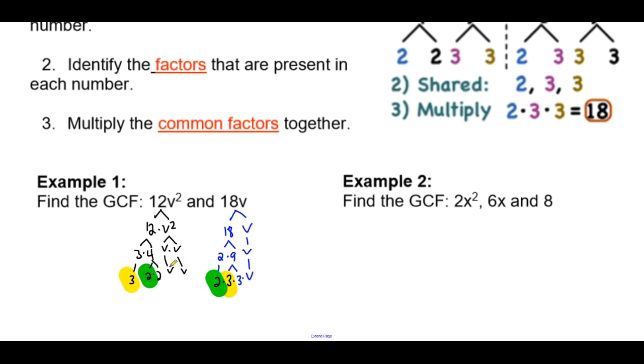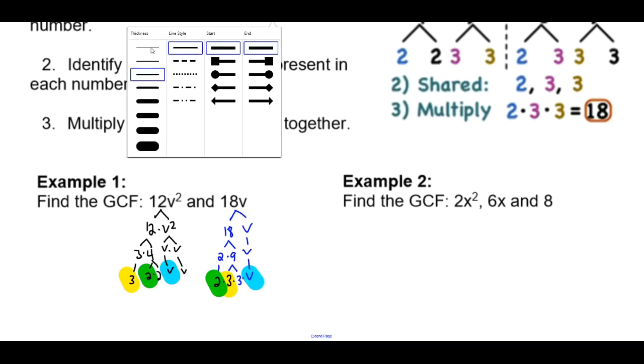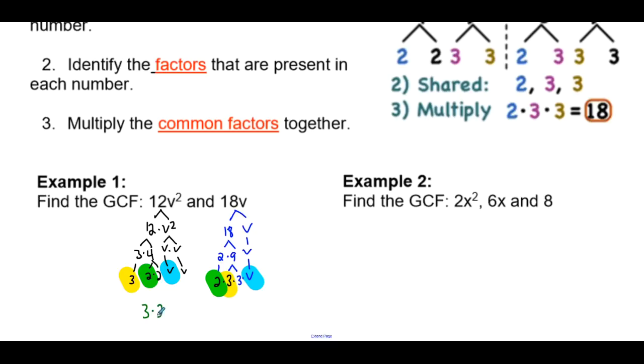The next thing they have in common is a v here, and I'm going to pair it with this v here. I have another v, but there's nothing to pair it with over here. So that means that to find my greatest common factor, I'm going to take the things that are highlighted and multiply them together. 3 times 2 times v. Well, 3 times 2 is 6, times v is 6v.